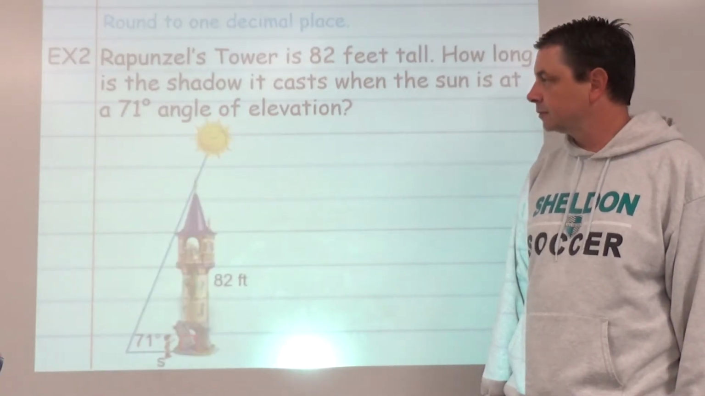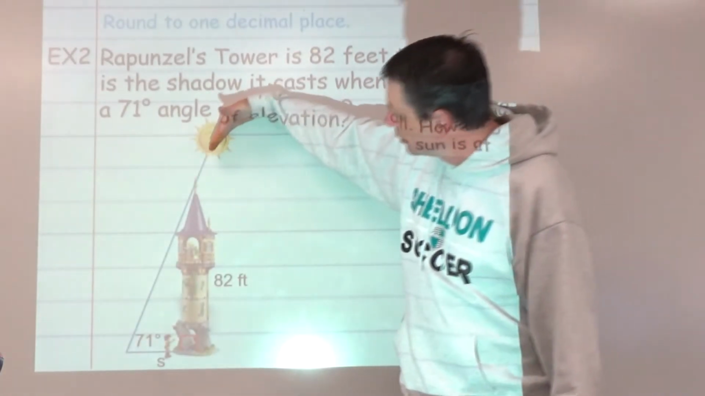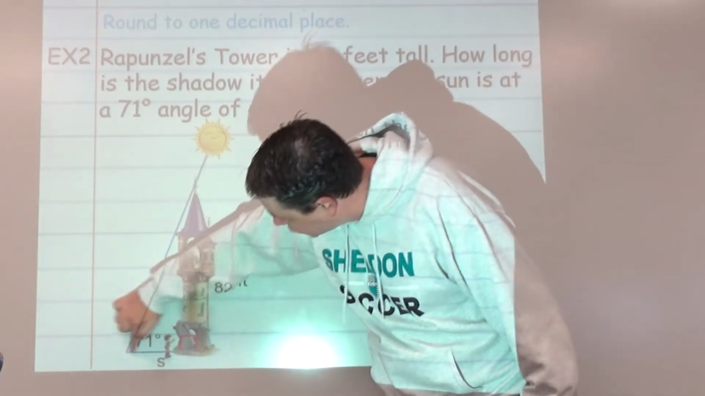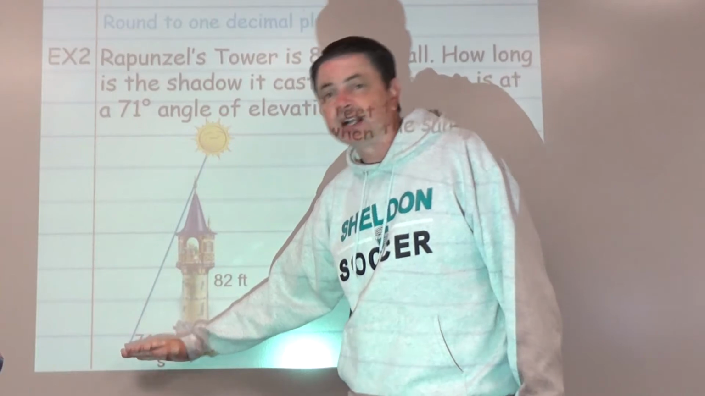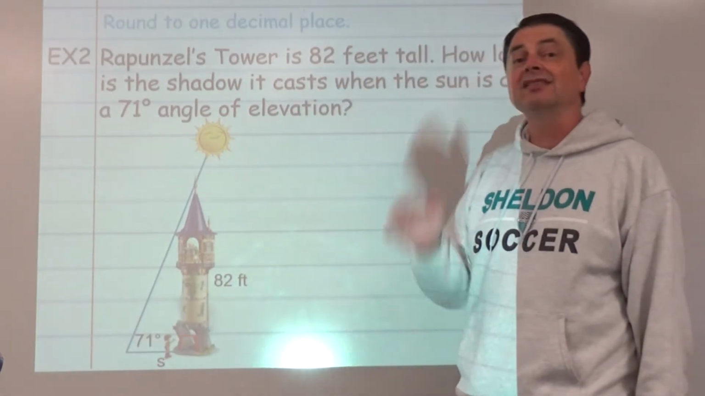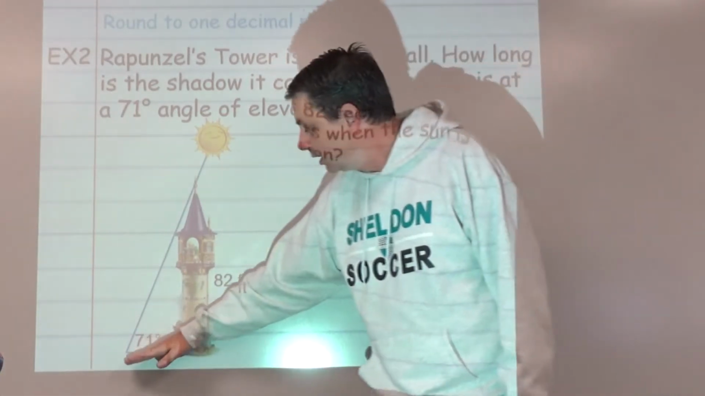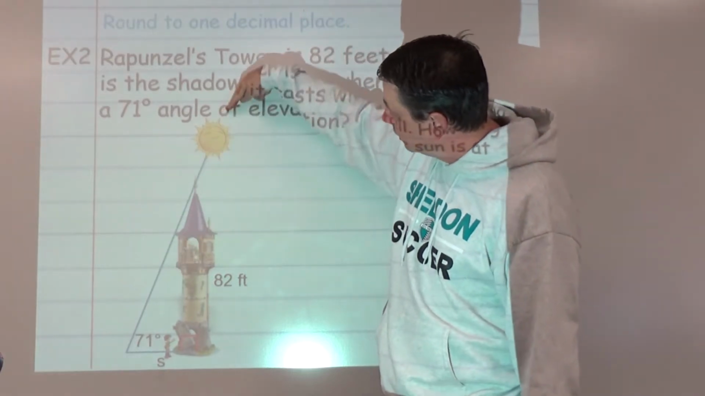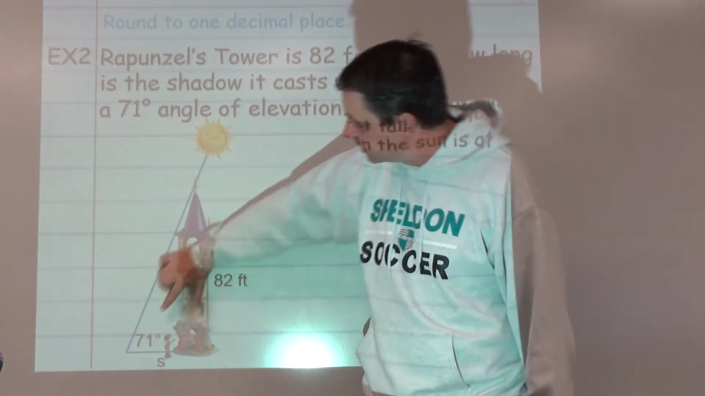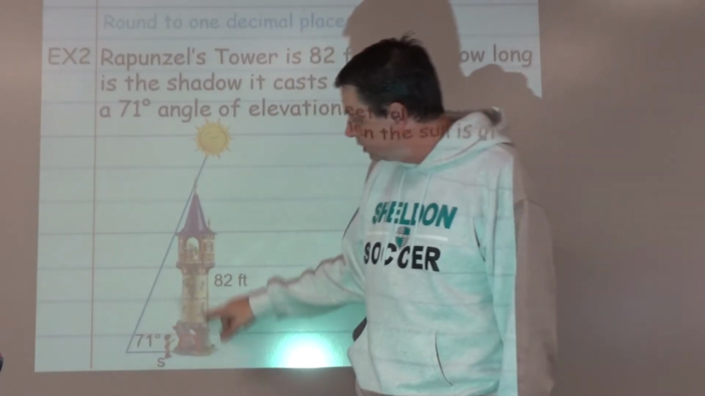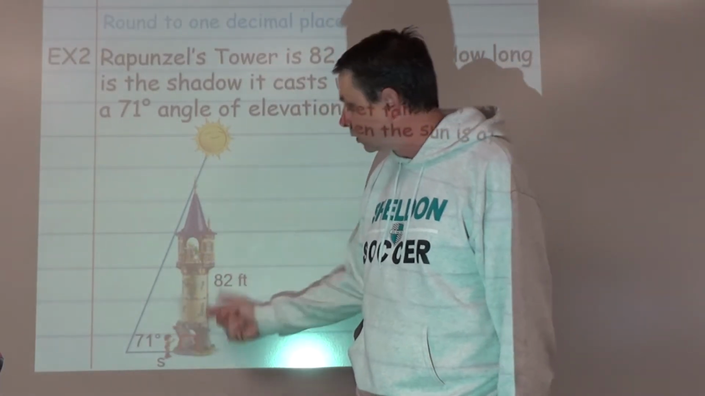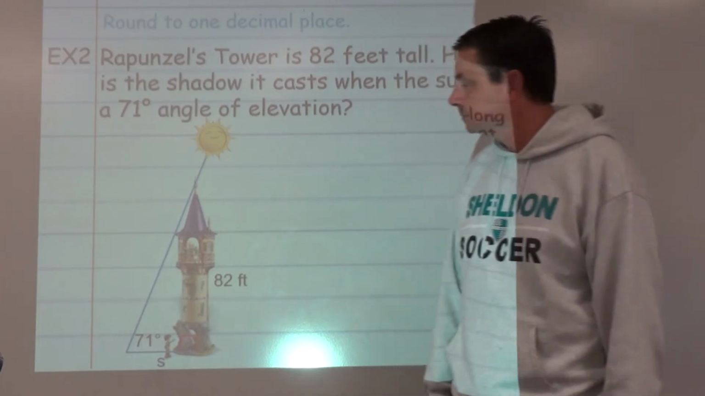Here's our sketch. The sun comes down, hits that, creates a shadow on the ground. The angle of elevation from the ground has to be touching a horizontal, up to the sun, which touched the tip of the tower, is 71 degrees. We don't know the length of the shadow. We do know the height of the tower to be 82 feet.